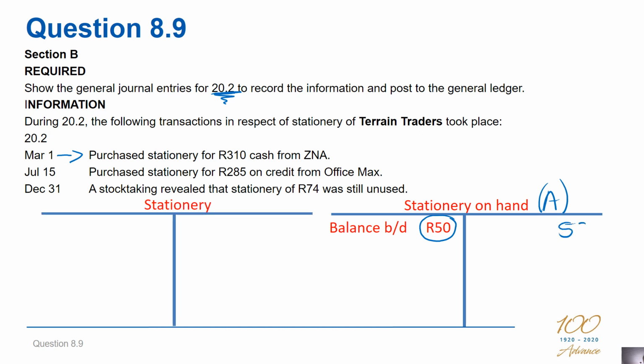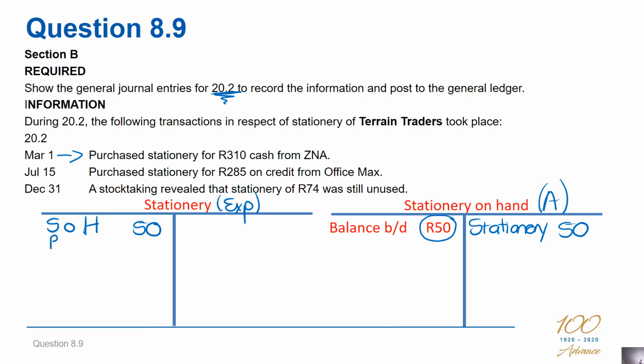So the first thing that you do at the start of a financial year, you transfer this 50 Rand from the asset into the stationery expense account so that I can now start consuming the stationery that I had on hand from the previous year. So first of all, from my stationery on hand, I transfer the 50 over to the stationery expense. Now I can start to account for the transactions as they occurred during the current financial year.